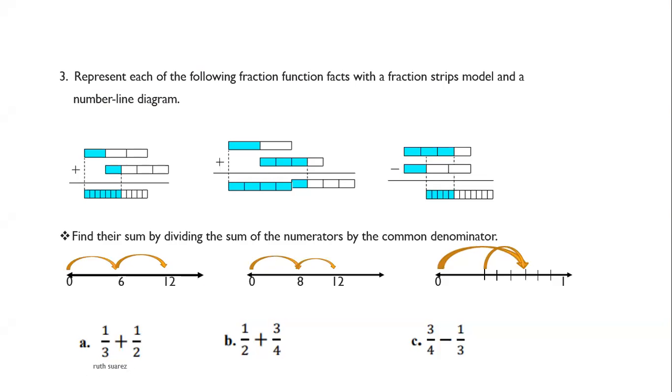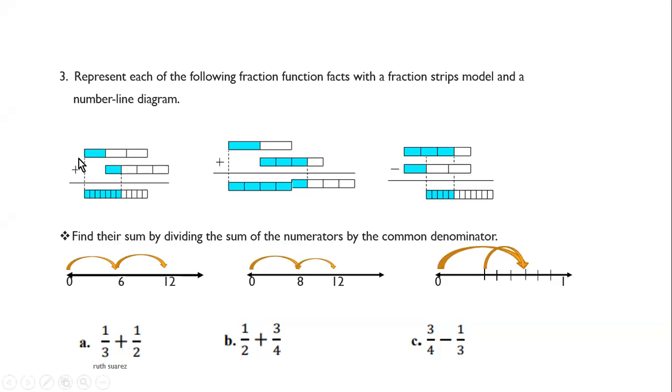Now, this is a little bit more exciting. We are to represent each of the following fraction facts with a fraction strip model. I really like these because they help you visualize.